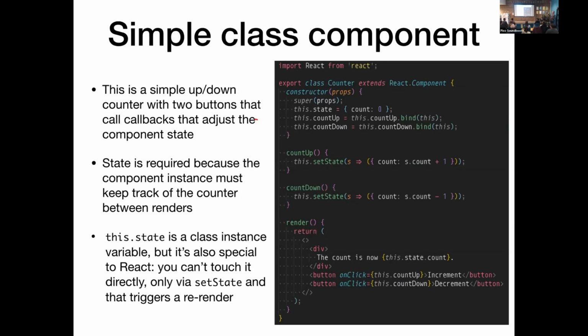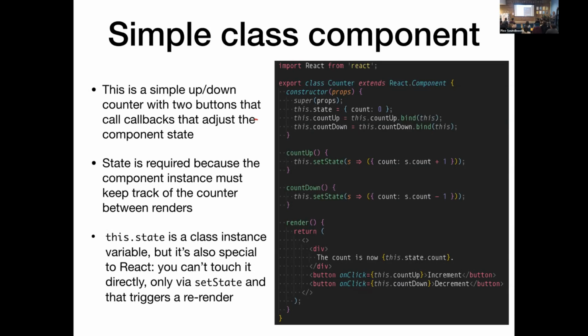So the state is required in this case, and it should be obvious because we need this component to keep track of what that value is. We have to have a place to stash it. And classes are kind of natural for that because you have class variables. And in this case, this.state, which React is managing.